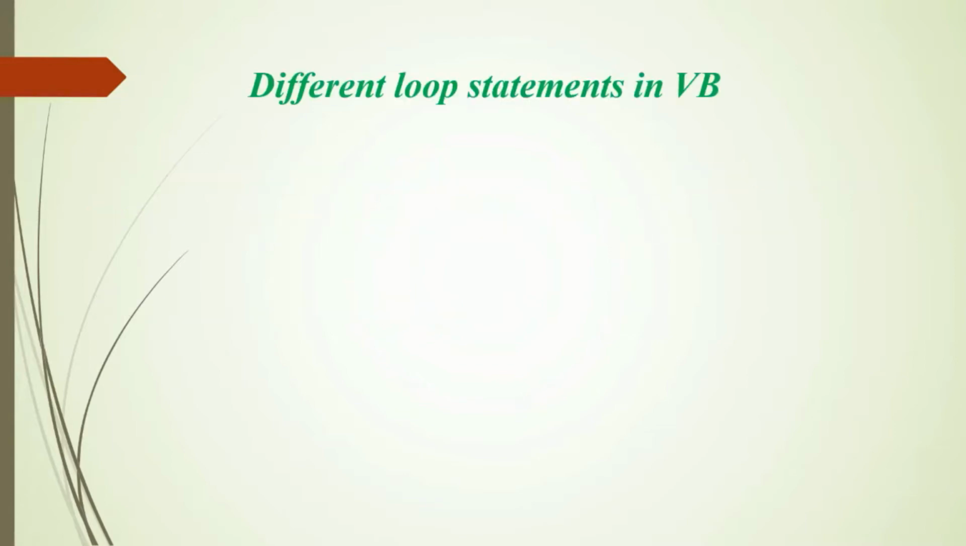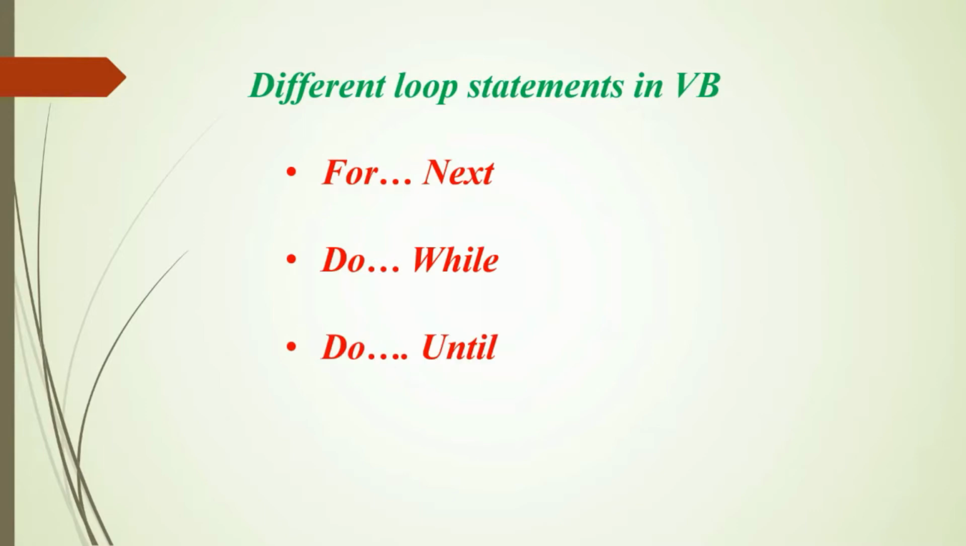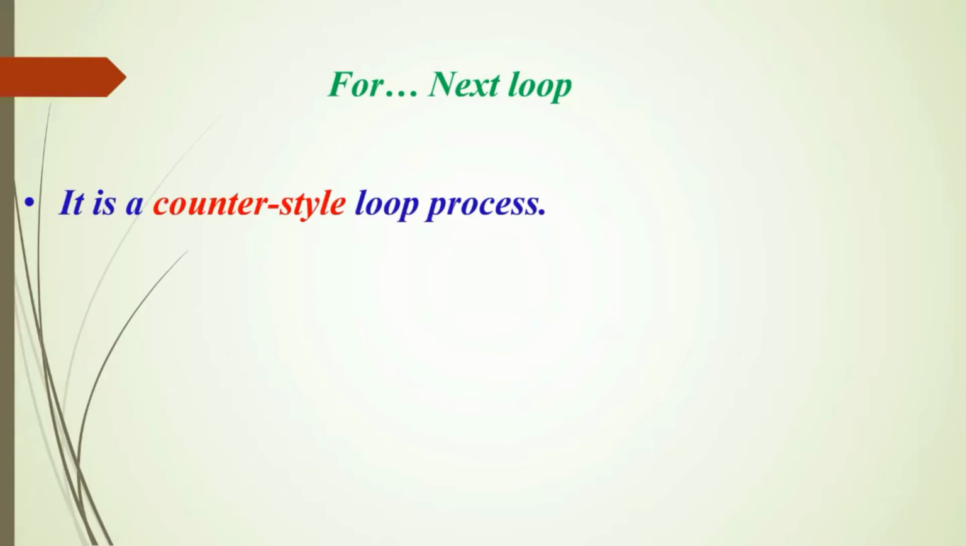Let us see the different loop structures that are available in Visual Basic. The first one is for next, then do while and do until. Listen to the for next loop. It is a counter style loop process. So the for next loop is otherwise called a counter style loop.